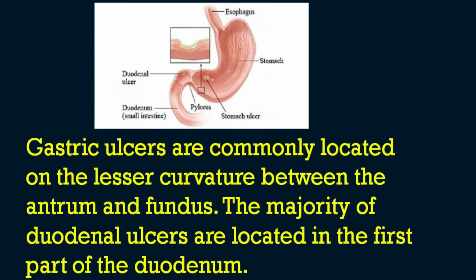We can explain this with the help of this picture. You can see the picture of the stomach here, and we have the lesser curvature area here, which is a common site for gastric ulcers. Gastric ulcers are commonly located on the lesser curvature between the antrum and the fundus. An additional point: the majority of duodenal ulcers, which we can see here, are located in the first part of the duodenum. So you are getting two very important points out of this question.